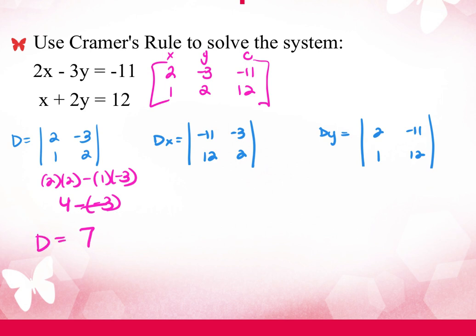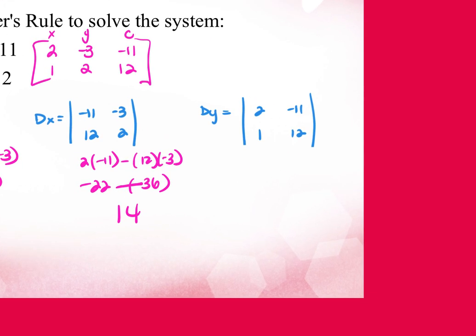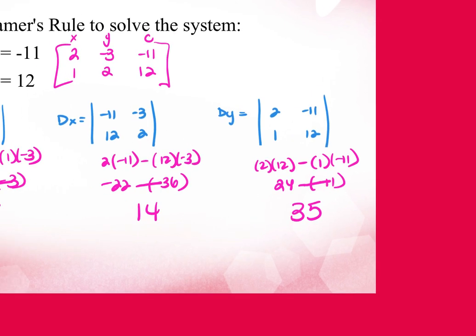D of x: 2 times negative 11 minus 12 times negative 3, negative 22 minus a negative 36. That becomes plus, and this is 14. And then D of y: 2 times 12 minus 1 times negative 11. 24 minus a negative 11. That becomes plus, and this is 35.